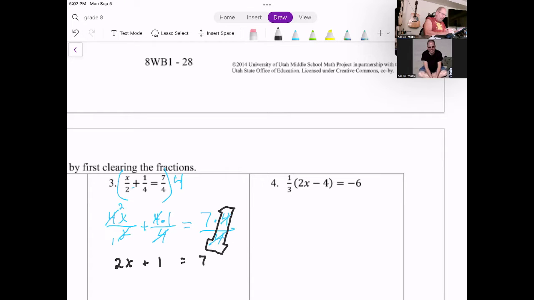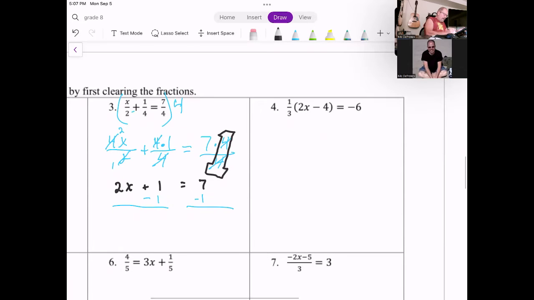Now I add 1, or I subtract 1, pardon me, subtract 1 from both sides, leaving 2x equals 6. Divide both sides by 2. See, this is just the inverse of clearing the fraction. We're clearing the multiplication now. That becomes 1. X equals 3.